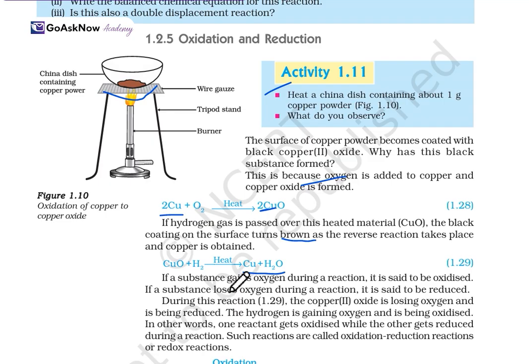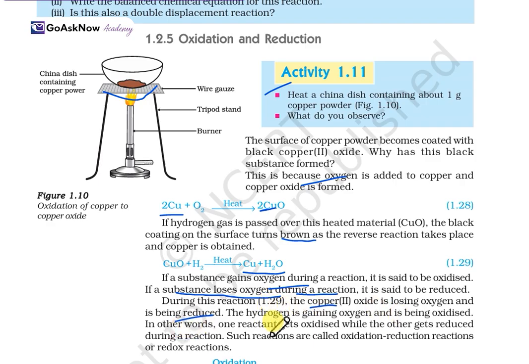If a substance gains oxygen during a reaction, it is said to be oxidized, and if a substance loses oxygen during a reaction, it is said to be reduced. When it is gaining, it is oxidized. When it is losing, it is reduced. During this reaction, the copper oxide is losing oxygen and being reduced, and the hydrogen is gaining oxygen and being oxidized.